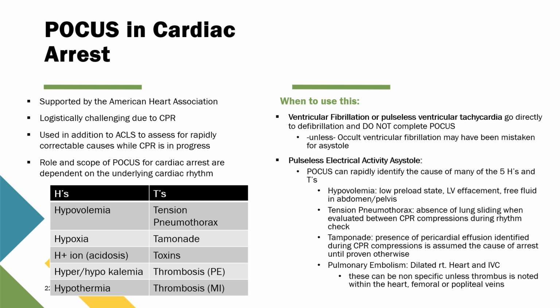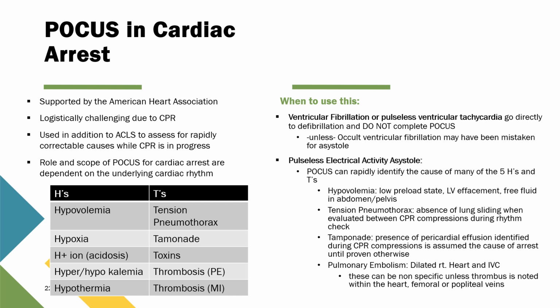So we can evaluate for hypovolemia. Now, hypovolemia, remember, is going to appear as a hyperdynamic left ventricle with effacement of the anterior and posterior ventricular walls during systole. The hypoxia, we're not necessarily going to see this on ultrasound, but obviously this would be monitored. The patient could possibly be in acidosis, hyper or hypokalemia, and hypothermia. So really, when it comes to the 5 H's of cardiac arrest, we know that we're going to be most useful in identifying the hypovolemia and possibly the cause of hypoxia.